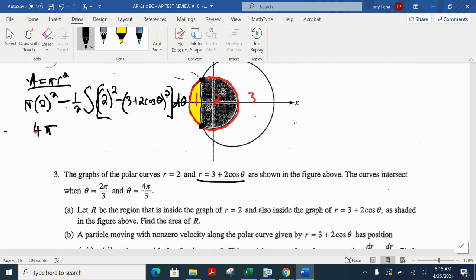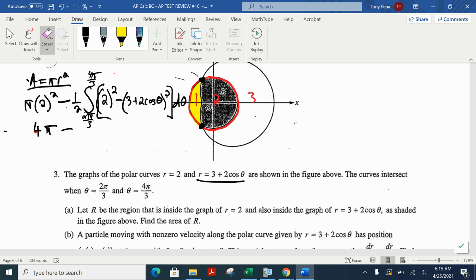So this becomes our lower limit, the 2 pi over 3, and then the upper limit becomes that 4 pi over 3. And then whatever that gives you, we then subtract away. So throw that into the calculator. Whatever that gives us is our answer.